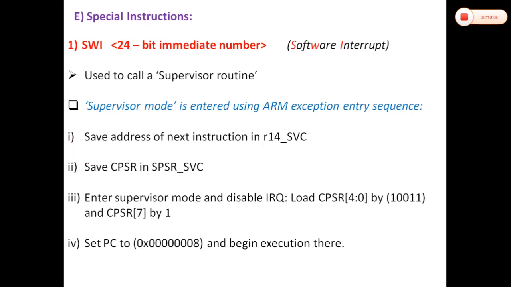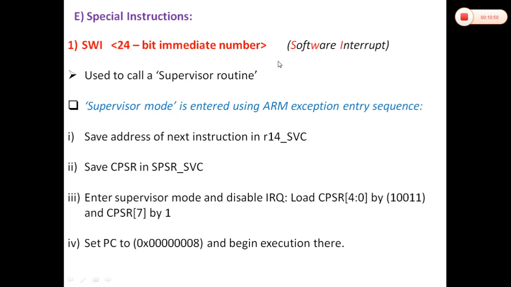Now let us discuss some special instructions. Instruction SWI followed by a 24-bit immediate number. It's a software interrupt instruction. It is actually used to call a supervisor routine. There are some monitor routines which are the part of the operating system, which are used to handle the different hardware modules of this computer system, ARM based computer, and those routines can be executed only in the supervisor mode.